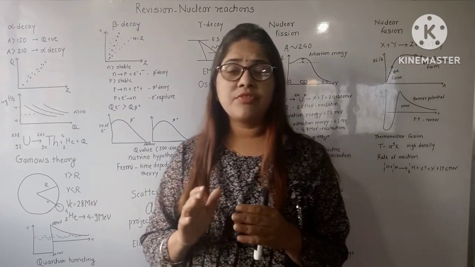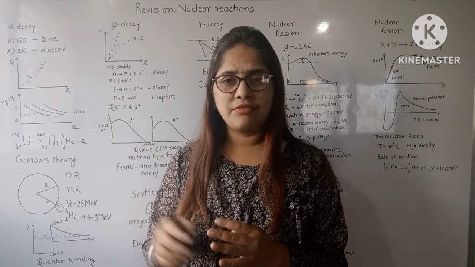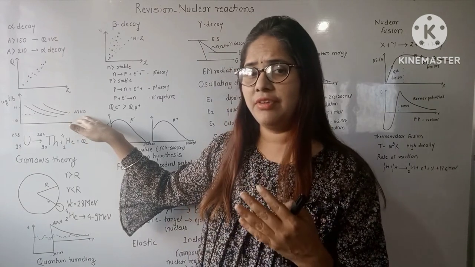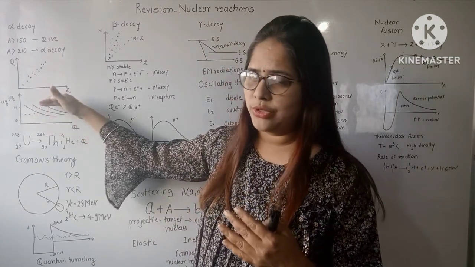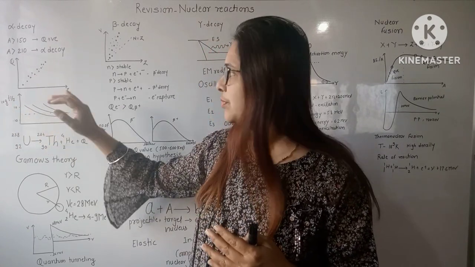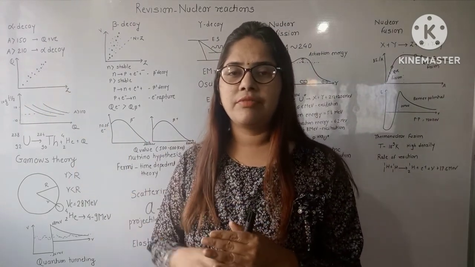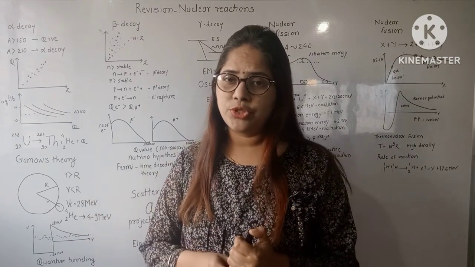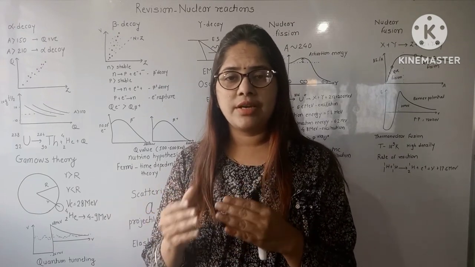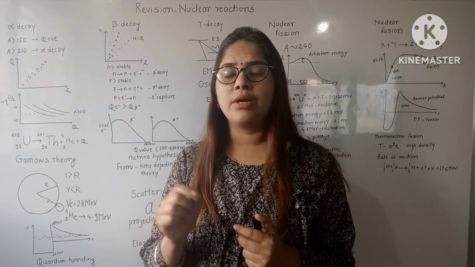Okay, for example, if there is a heavier nucleus, say heavier nucleus means the mass number greater than nearly 150, all these nuclei with the mass number A greater than 150 will show positive Q values. So this is a graph of log of T 1/2 versus Q. All the nuclei which have mass number A greater than 150 will have positive Q value. Now suppose the A value is 150, it means the number of protons and neutrons together is nearly 150.